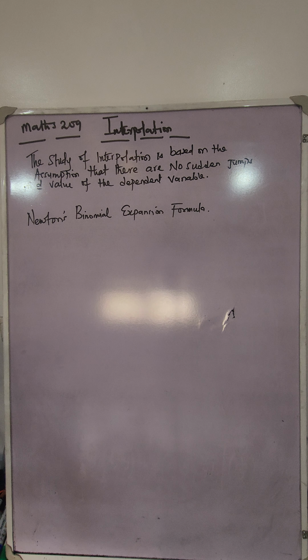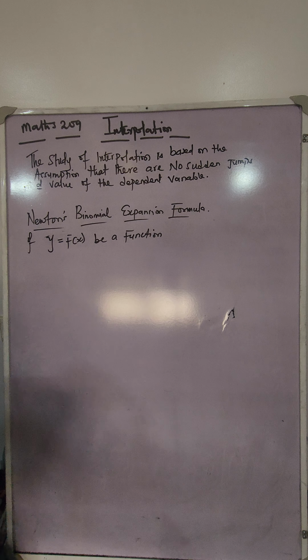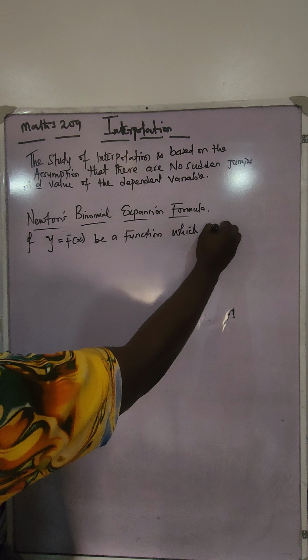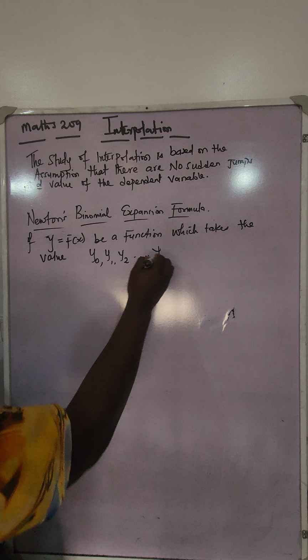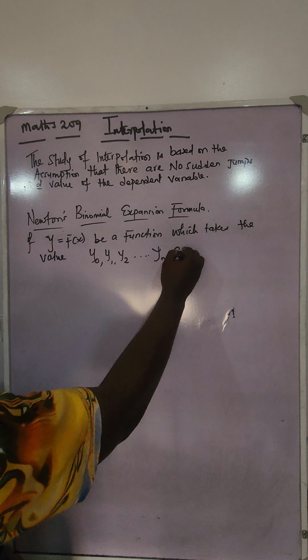And we said if y equals f of x be a function which takes the values y0, y1, y2, as we approach yn, corresponding to the values x0, x0 plus h, x0 plus 2h, as we approach x0 plus nh.